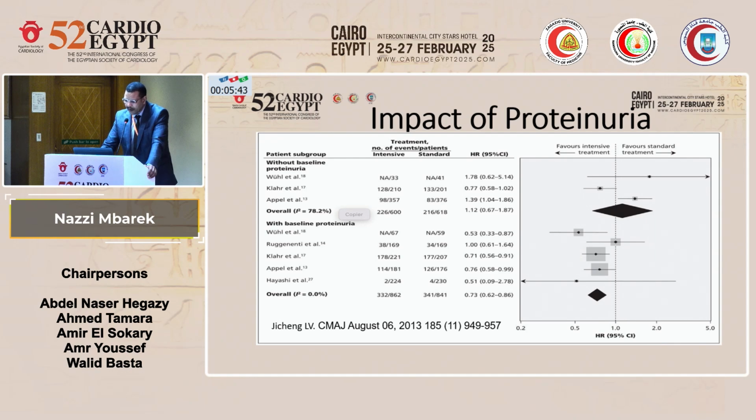What is the impact of proteinuria? On this slide, you have many trials summarized, and they show that at baseline, when you have no proteinuria, there is no effect if you set an intensive treatment for hypertension. And the benefit is for those who have proteinuria at baseline.